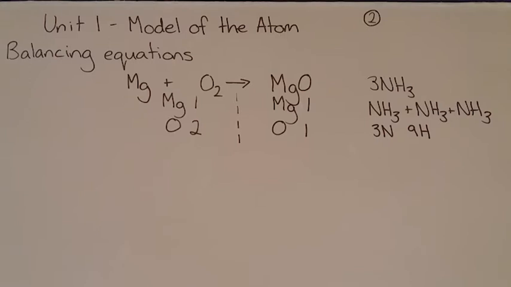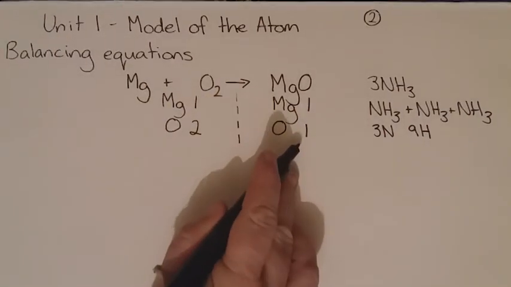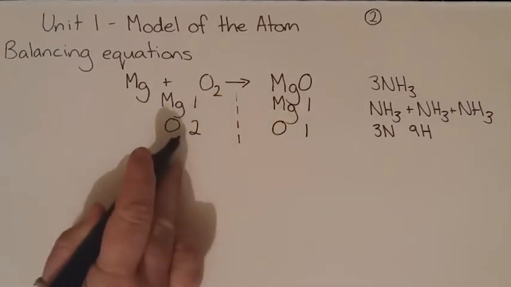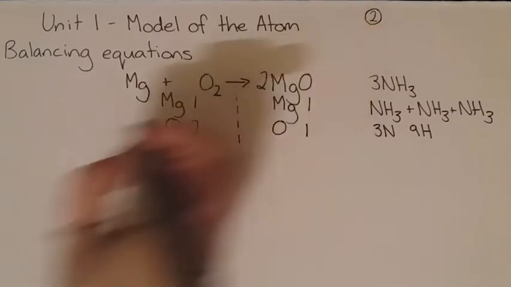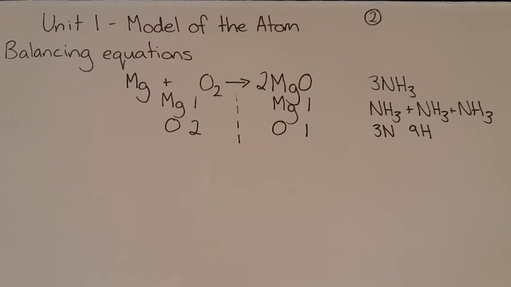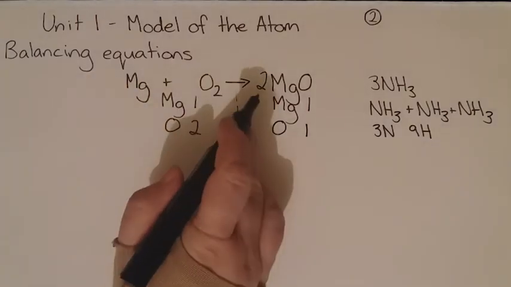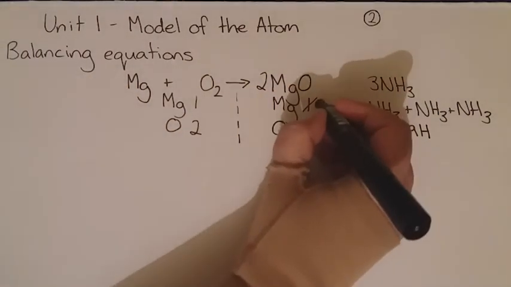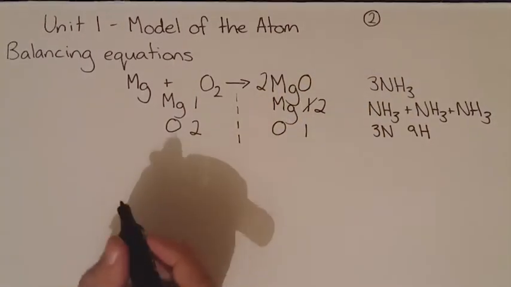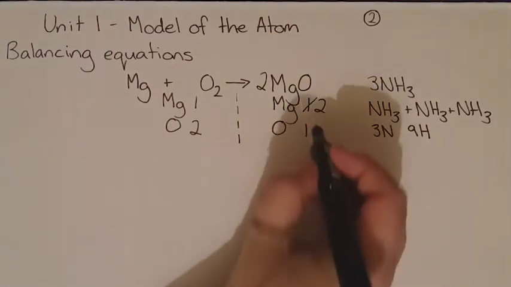So we start by asking ourselves, what do we need to multiply 1 by to get 2? And the answer is 2. At this stage though, we've now got to recount all of the atoms that are present in the compound that we have just altered. Therefore, we need to recount the magnesiums. We've now got 2. And we need to recount the oxygens. We've now got 2.